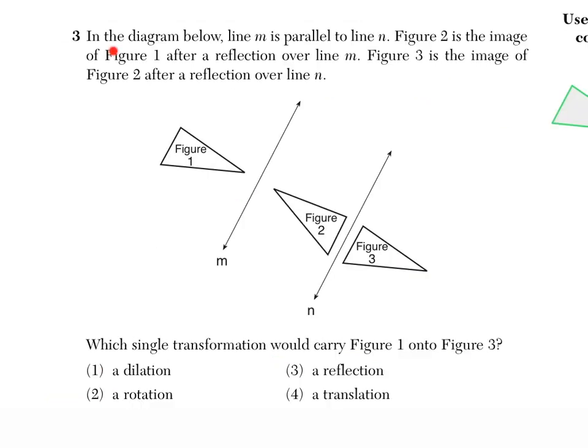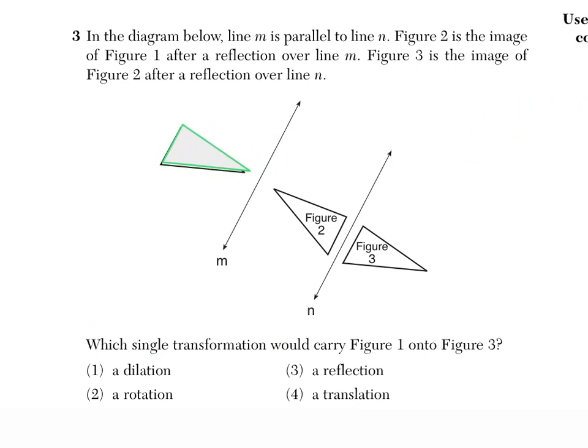Let's take a look at question number 3. It says in the diagram below, line M is parallel to line N. And figure 2 is the image of figure 1 after a reflection over line M. And figure 3 is the image of figure 2 after a reflection over line N. So it looks like there were 2 steps to get from here to here. The question is, which single transformation would carry figure 1 onto figure 3? And so let's evaluate our 4 options.